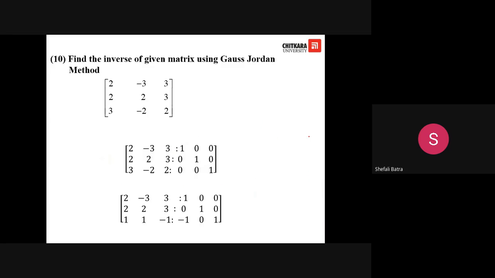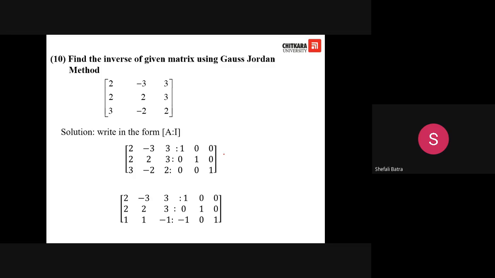Now, let us have one more example. Find the inverse of given matrix using Gauss-Jordan method. So this is your given matrix. You need to find out inverse of this matrix. So again, first step, you will write given matrix in the form of A colon identity matrix. So this is your matrix A colon identity matrix of same order. So this is 3 cross 3 identity matrix.